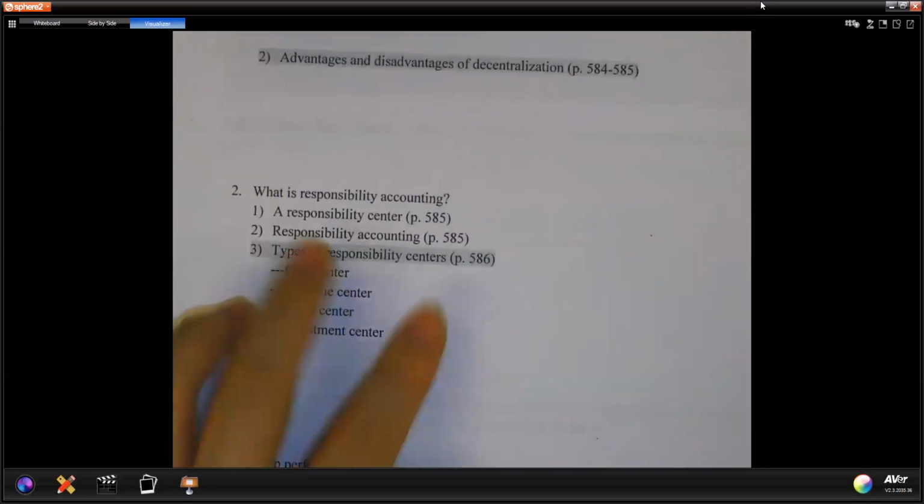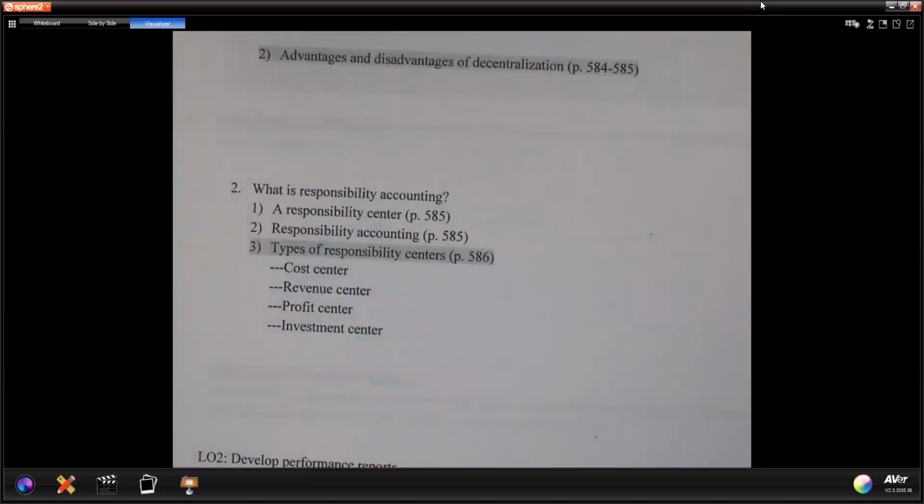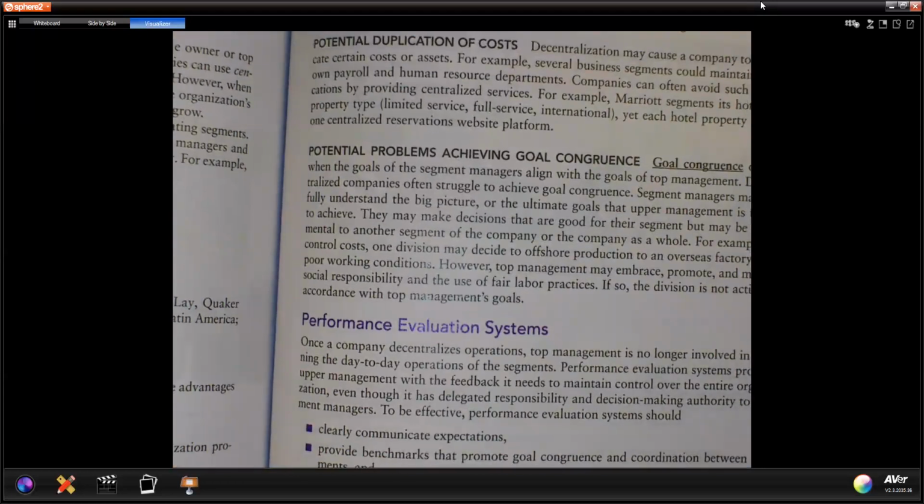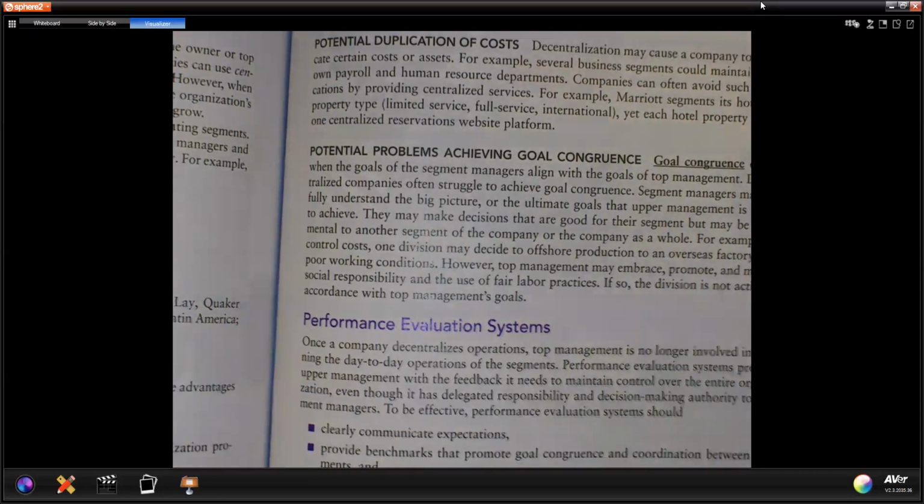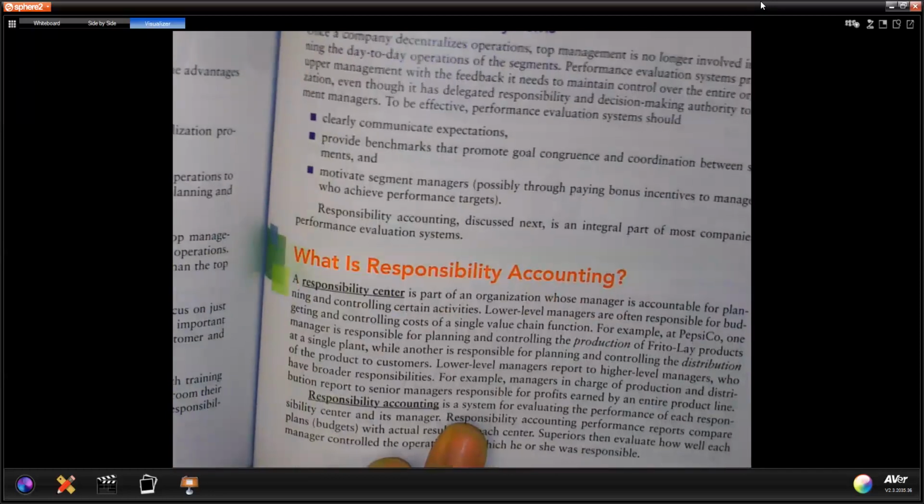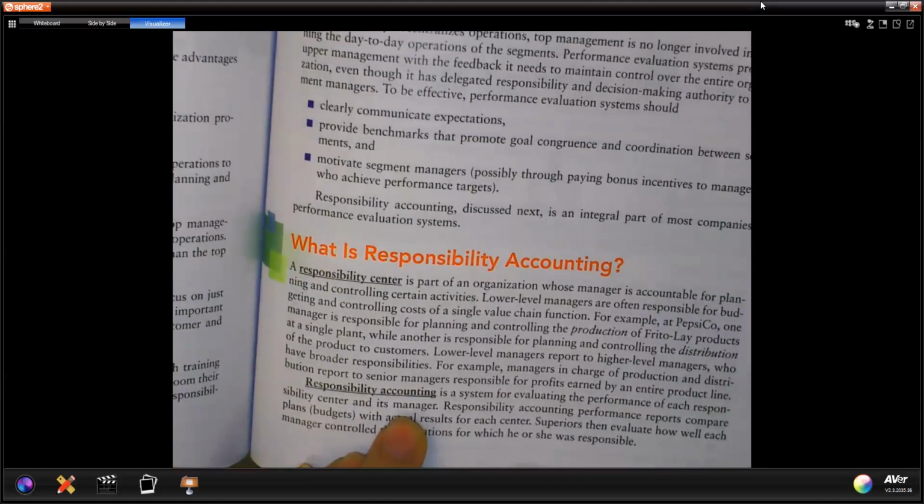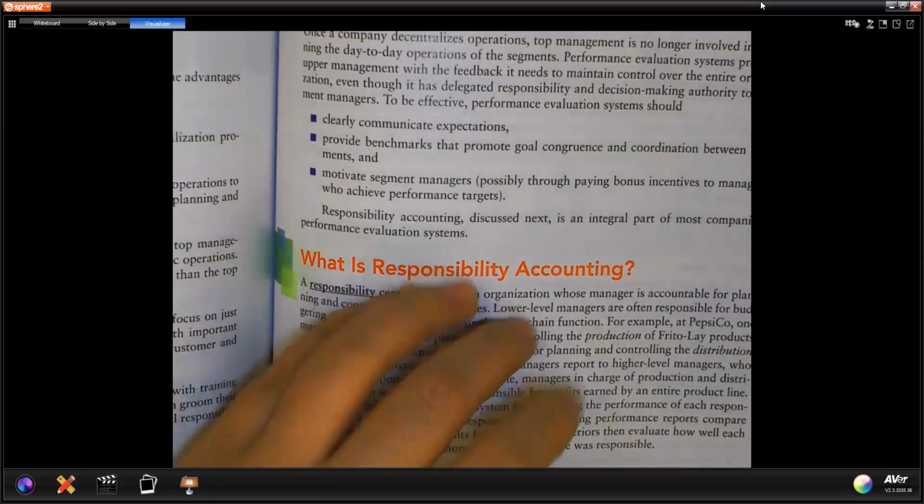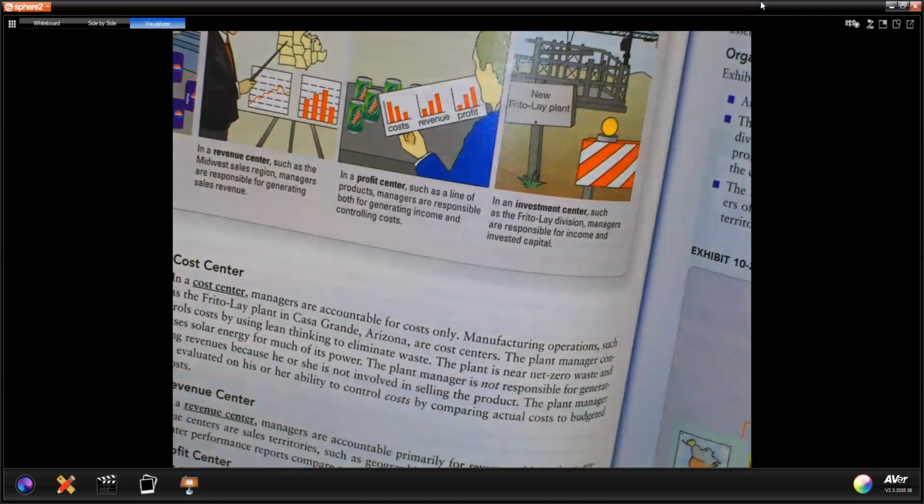Next one, what is responsibility accounting? So this is, I think, a good concept. Let's go to page 585. I'm not really going to read, but you can see it here. A responsibility center, right? So it's responsible for something. You have different levels of the center, different types of the center.